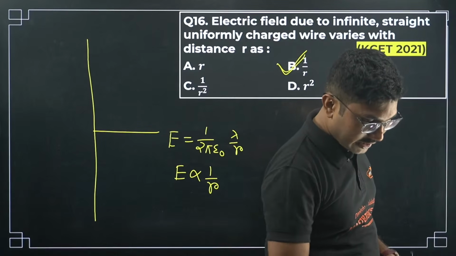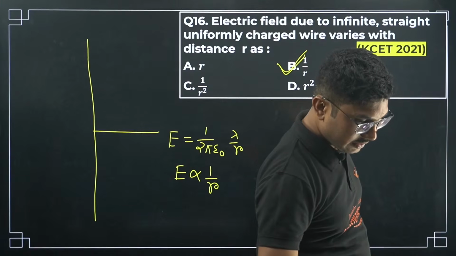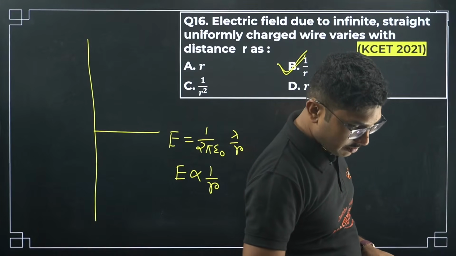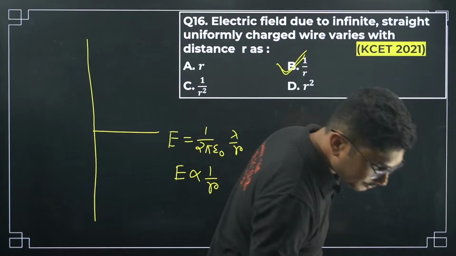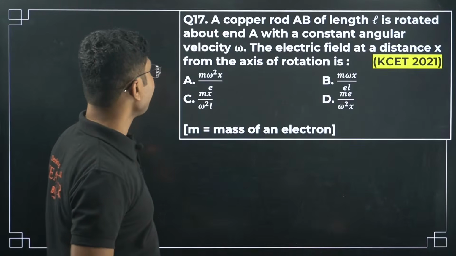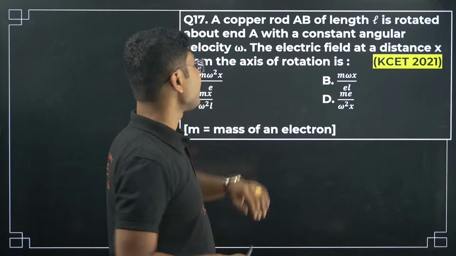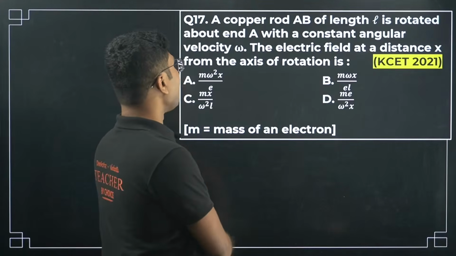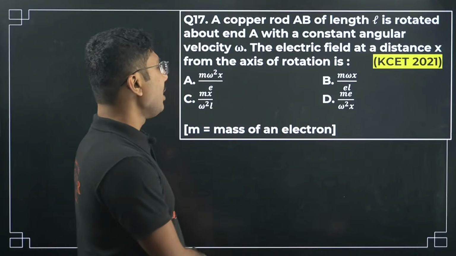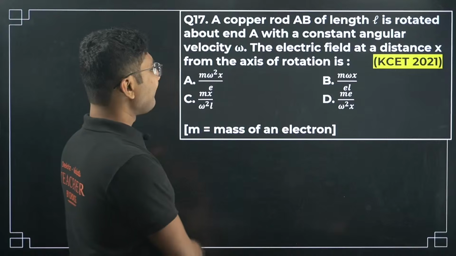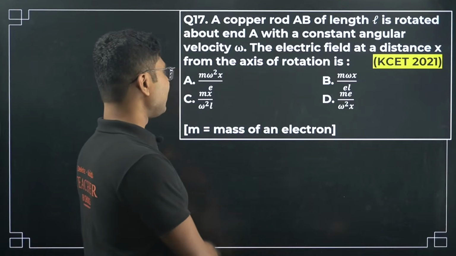16B, Nagaraj, Gayatri, Alan, Blossoming Flora, Shatish, Nagaraj, Madhavi, Nanda, everyone answered it correctly. Next question. This is also a very interesting question. A copper rod AB of length L is rotated about end A with a constant angular velocity omega. The electric field at a distance x from the axis of the rotation is.